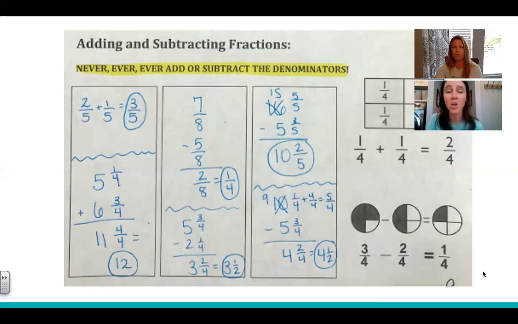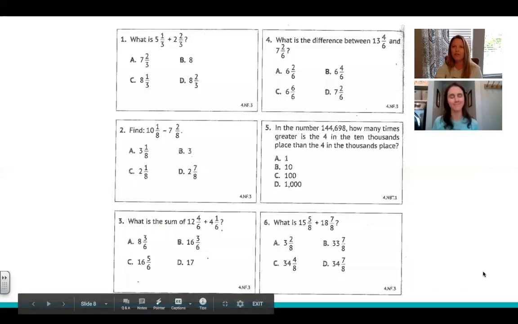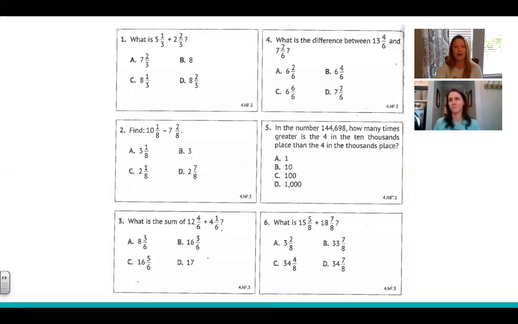Then for the last one, my class would always forget to add that 1/4 that was already there after you move that whole over. So that step could mess up the whole thing. Yep, exactly. You too, Mrs. Moore. All right, take a minute to solve these 6 problems, please. Pause the video and then come right back.